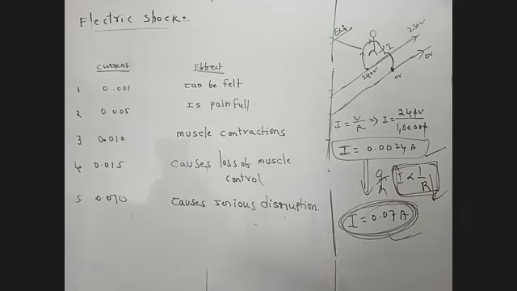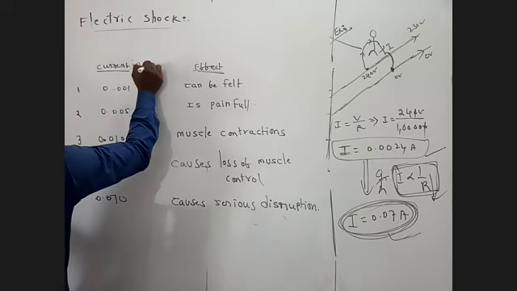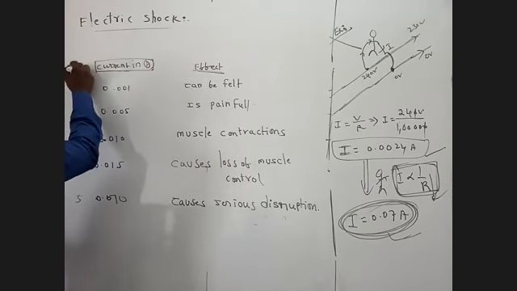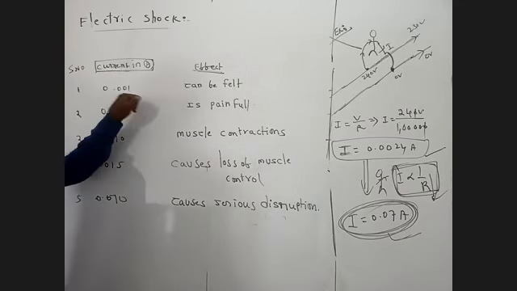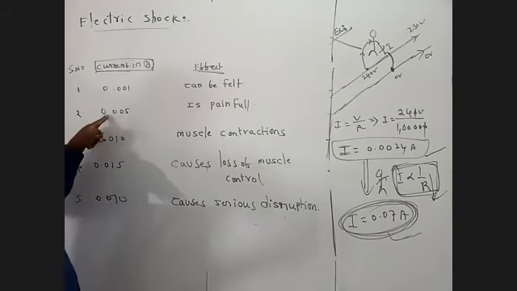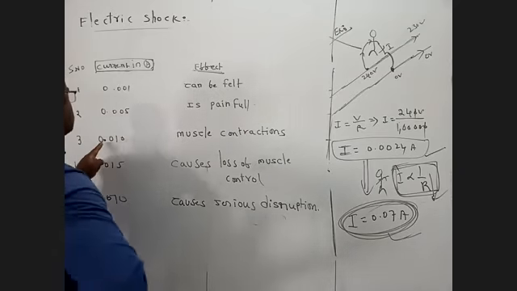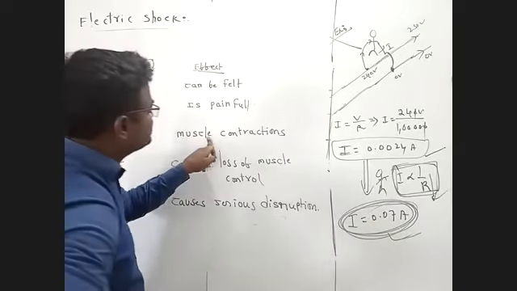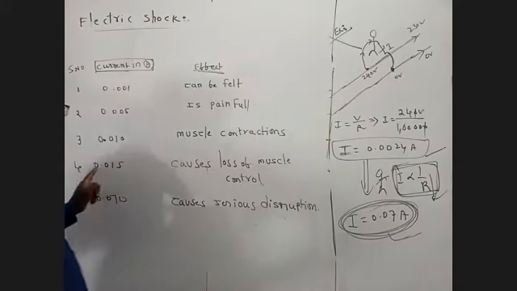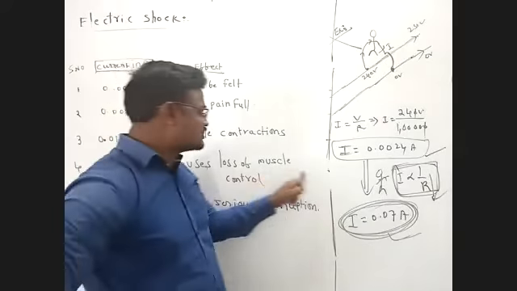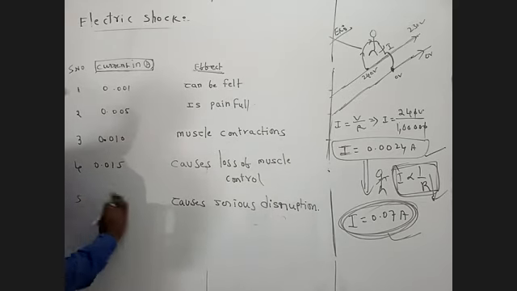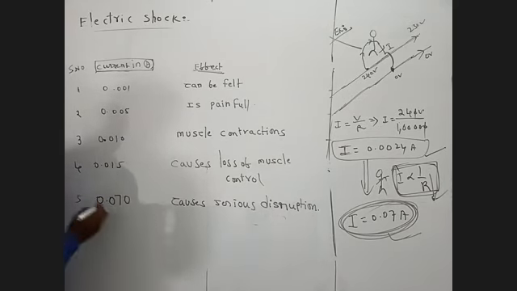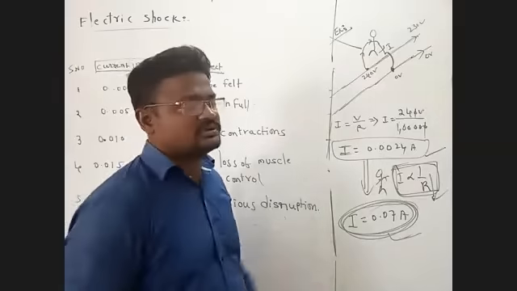This is the current in amperes. 0.001 can be felt. 0.005 is painful. 0.010 muscle contractions. 0.015 causes loss of muscle control. 0.070 causes serious destruction.